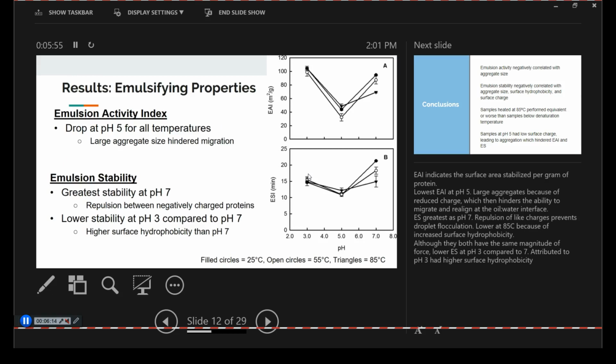Emulsion activity, there was a drop at pH 5 for all temperatures due to the large aggregate sizes we just saw that will hinder the ability of the proteins to migrate to the interface and unfold and wrap around the oil. And emulsion stability was greatest at pH 7 due to repulsion between the negatively charged proteins. There was lower stability at pH 3 compared to 7, again due to some higher surface hydrophobicity at pH 3.